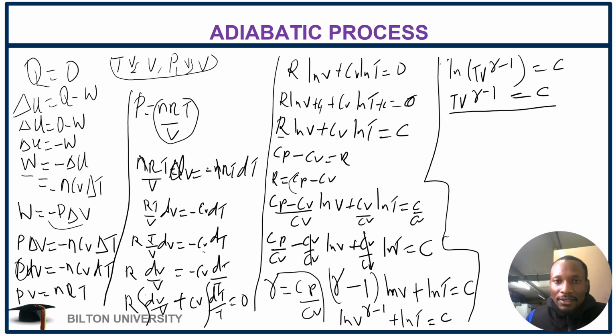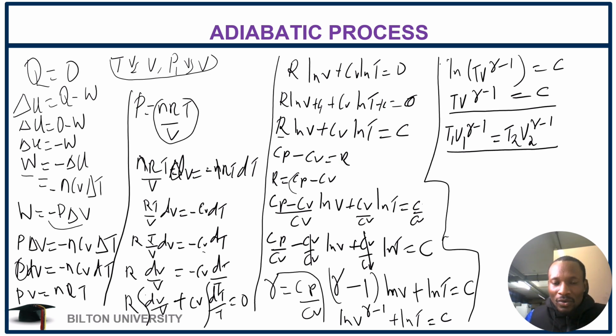Assume that we have it at different temperatures, from T1 to T2, initial temperature to final temperature, initial volume to final volume. We can then write it as T1 V1 to the power gamma minus 1 is equal to T2 V2 to the power gamma minus 1. So this is the relationship between temperature and volume in an adiabatic process.